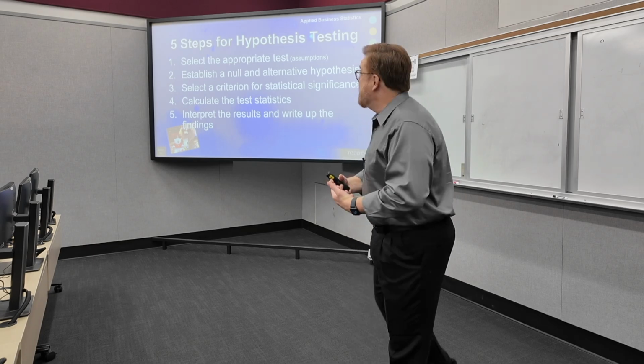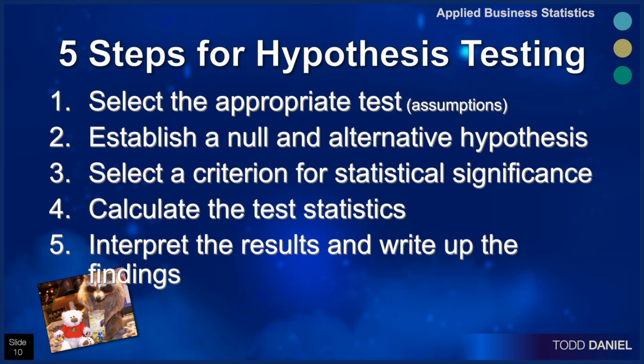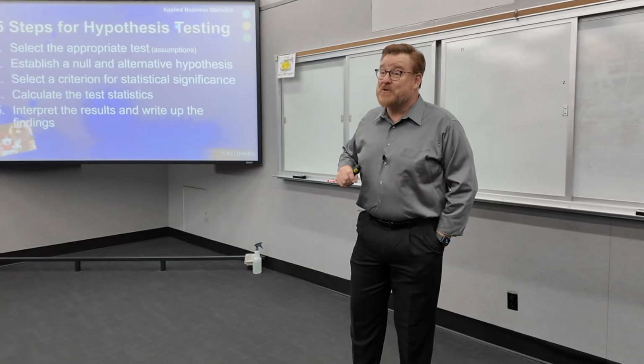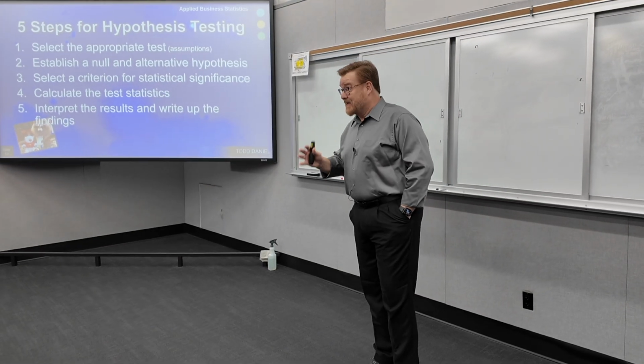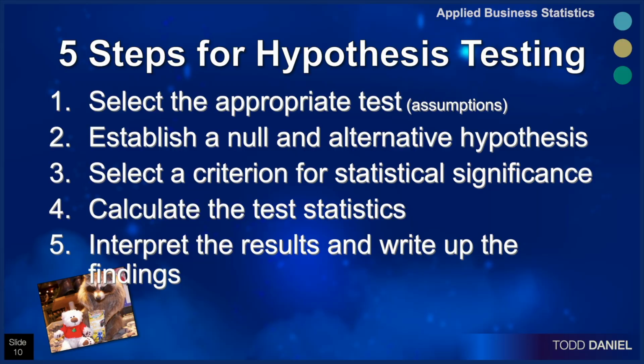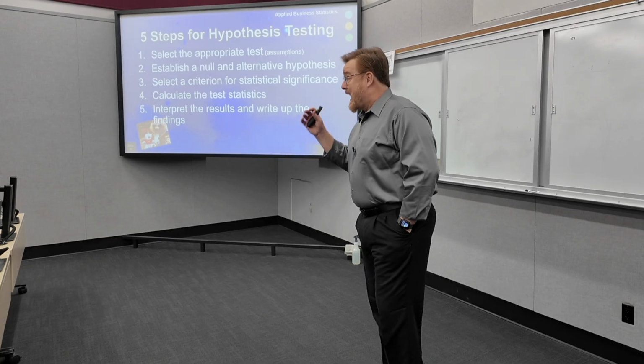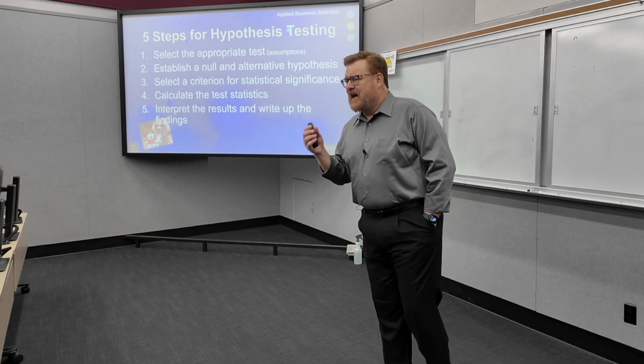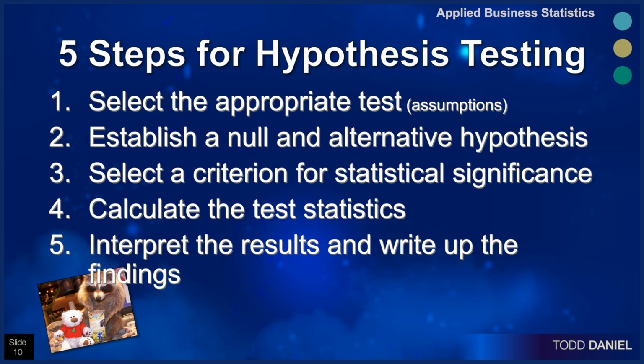Number 3 is we're going to select a criterion for statistical significance. And typically, this is going to be p less than 0.05. Step number 4 is where we really have fun. That's where we actually calculate the statistic using statistical software. And we drop our data into Excel or R or JASP or SPSS, and we actually run the test. Now, number 5, we interpret the results and write up the findings.